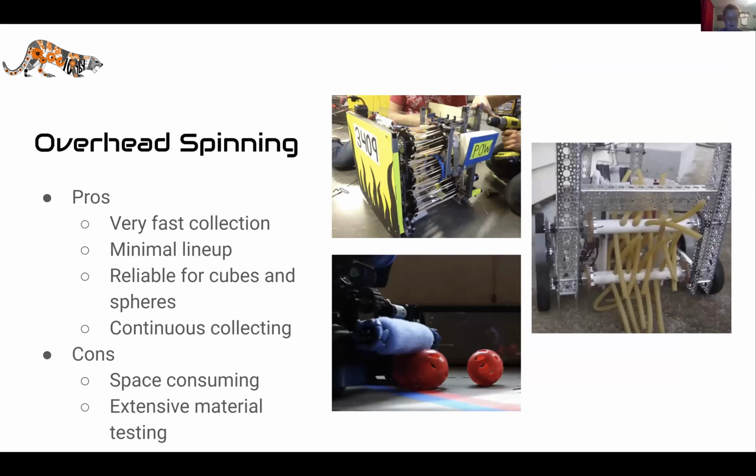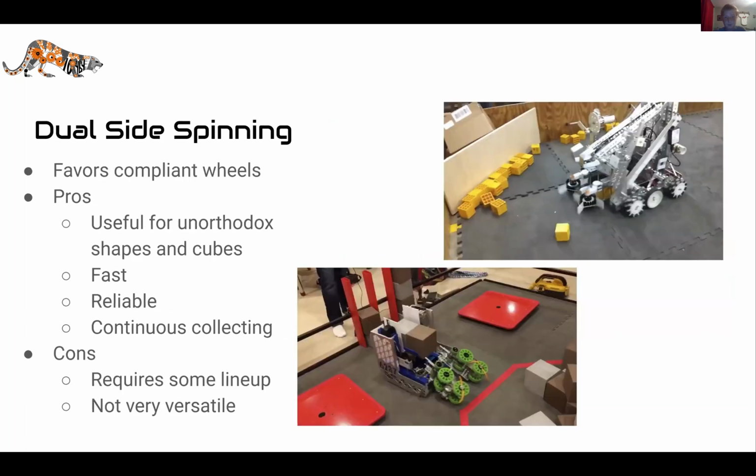Overhead spinning is a very good way to intake, depending on the situation. They are a fast collection and take very little lineup. They are reliable for cubes and spheres, and they are always continuously collecting. But usually overhead spinnings take up at least one side of your robot, and they need lots of material testing to find the right tension.